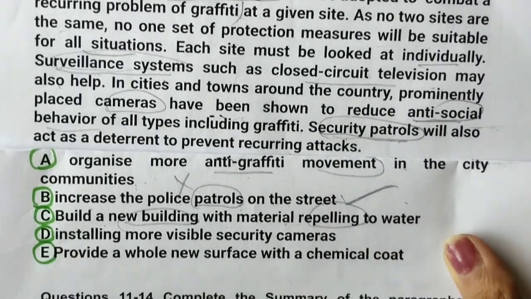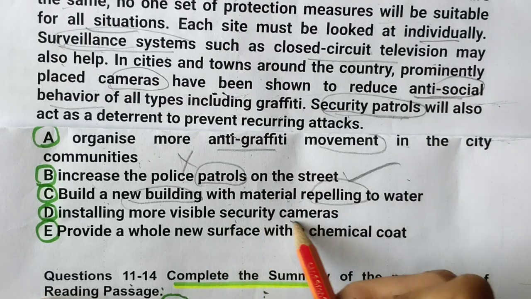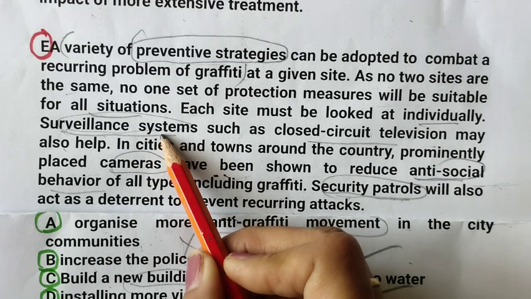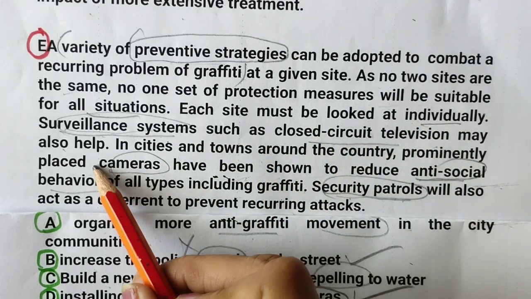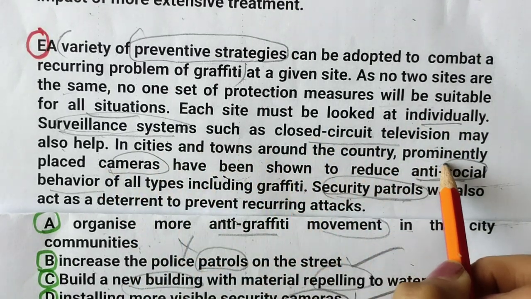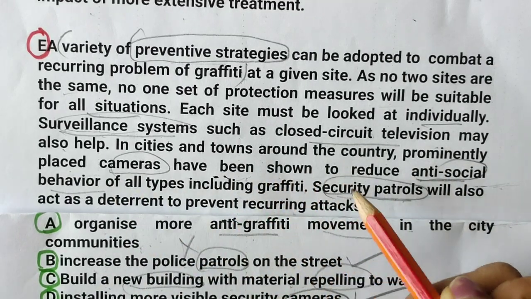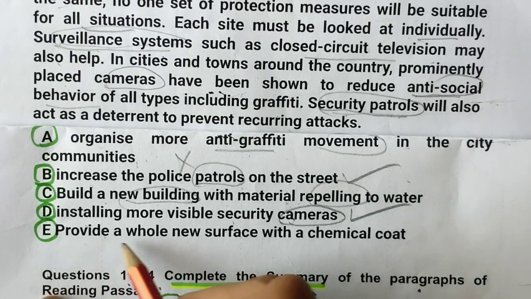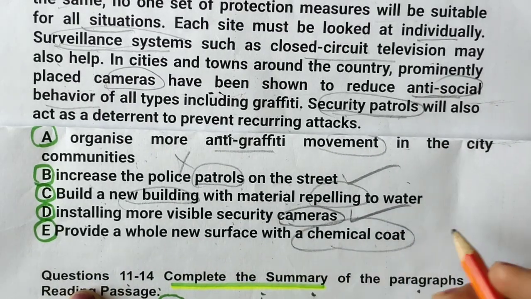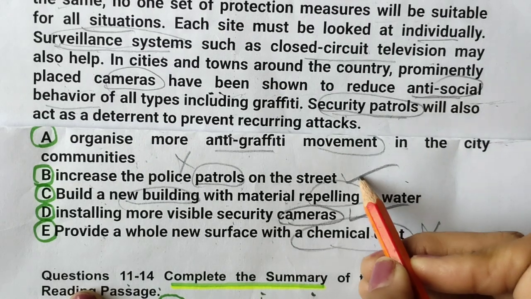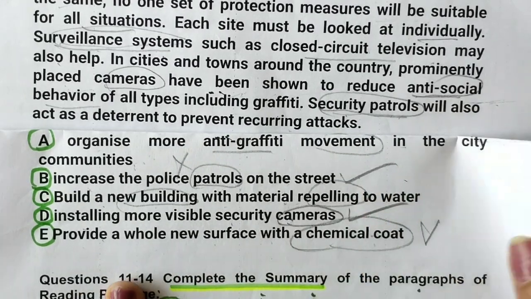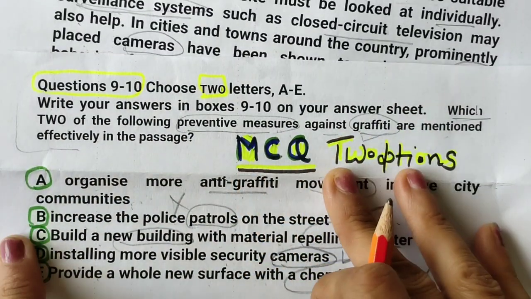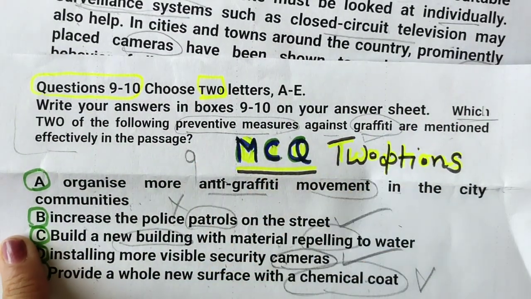So next one, installing more visible security cameras. So yes, throughout the paragraph they were talking about surveillance systems, television, prominently placed cameras and all should be there. So cameras option we will select, and next also we can read, provide a whole new surface with chemical coat. This idea is also not there in this paragraph. So we have selected two options. So this way we can do all correct answers for multiple choice questions and you can easily get 9 band scores in IELTS reading.